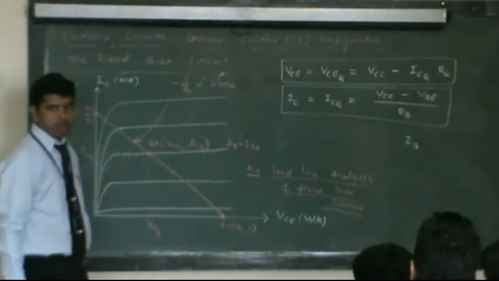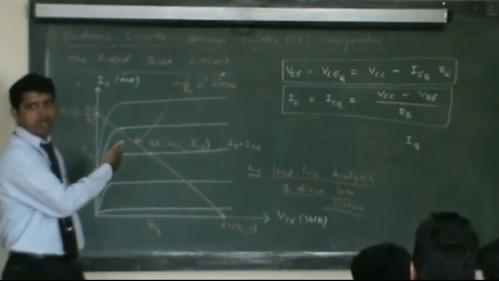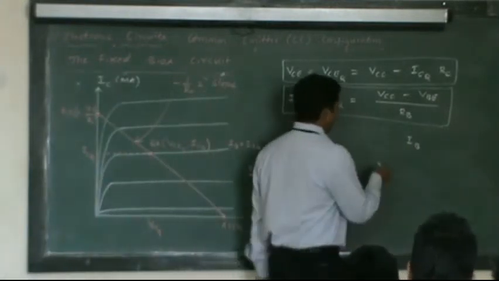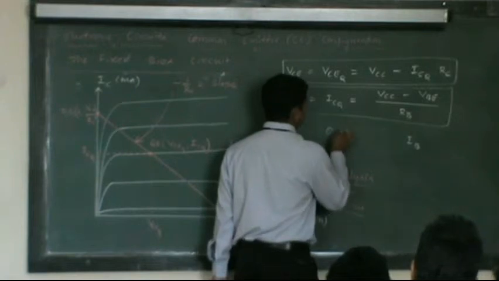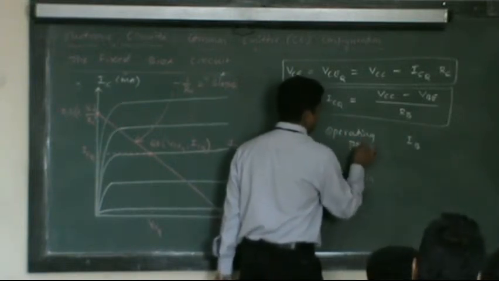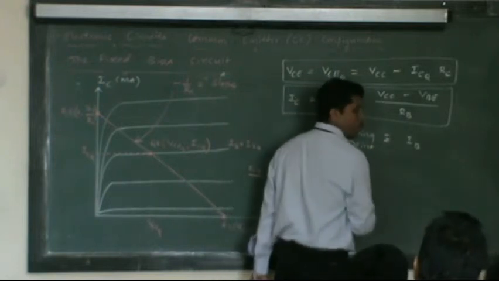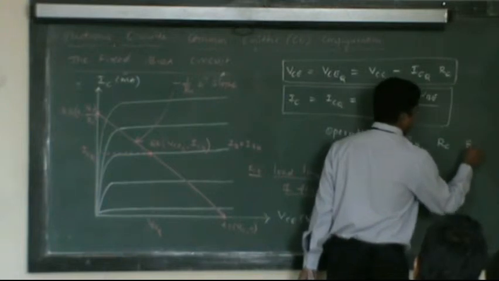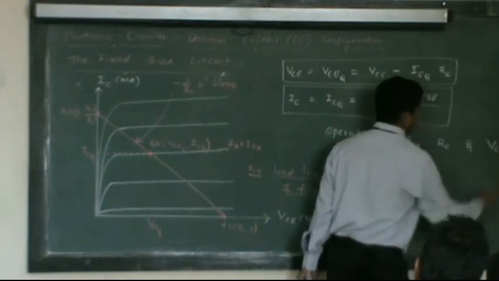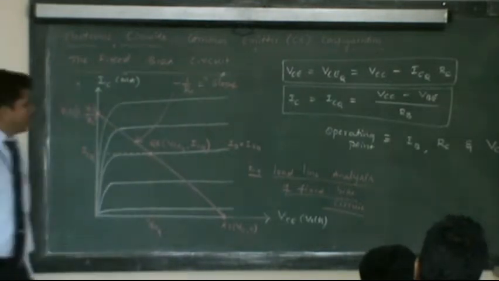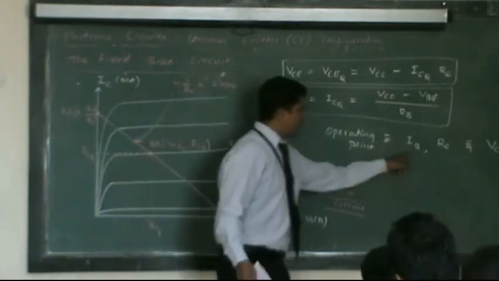IB. Look at the circuit. Don't look at the board, because I don't have the circuit here. We know that the operating point depends upon these factors. One is IB, another factor is RC, and finally the last factor is the supply voltage.